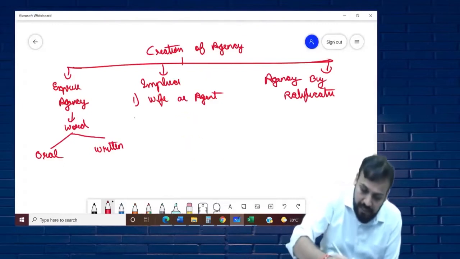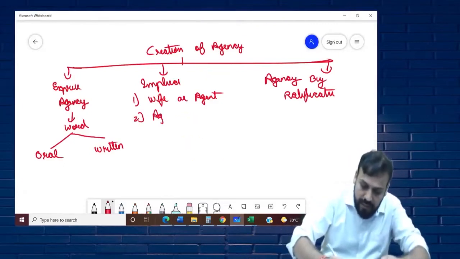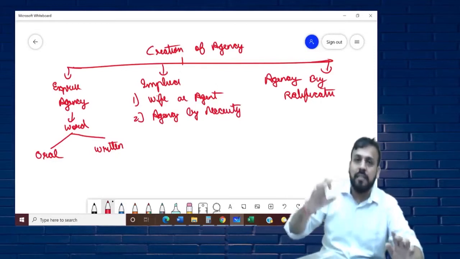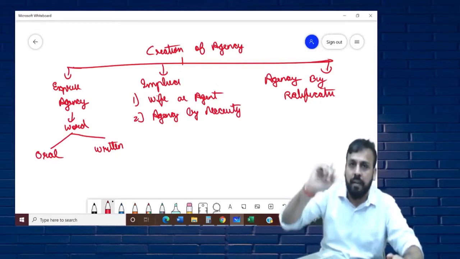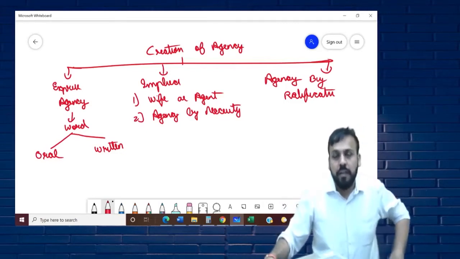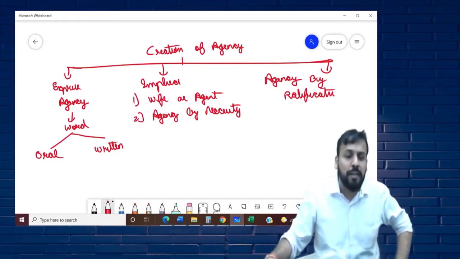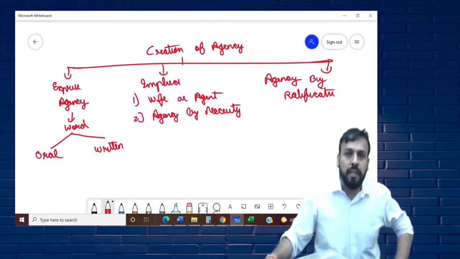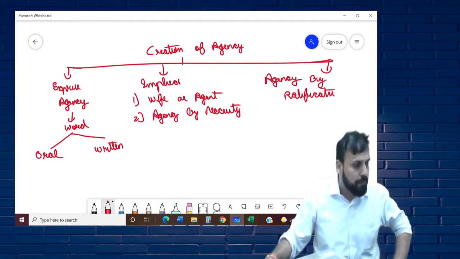Second, agency by necessity. Suppose, for example, we have purchased 10 horses from Delhi to Pune. It is coming by railway, but we were not able to reach and collect our horses on time. We were delayed by 2 days. So don't you think it is the responsibility of the railway department to look after the horses and their food and everything? Later on they can collect money from us, but don't you think they should look after the horses and provide food to them? Yes, railway is working like agency by necessity.